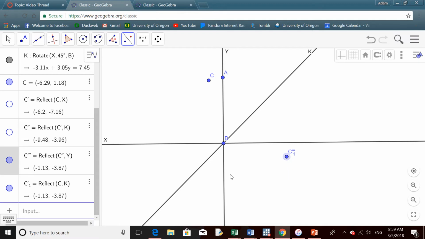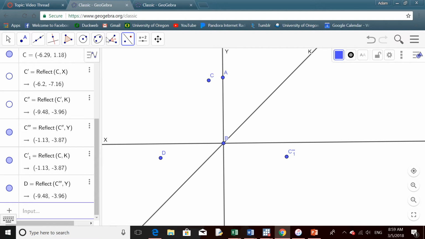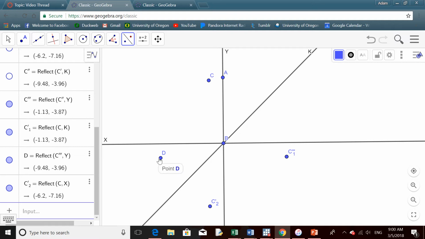And we can then take that point and reflect about the line Y. Now we have the mapping of C to D under the composition of the reflection of Y of the reflection of K. What we can do now is we know that we want a composition of the form reflection of J of the reflection of X. So we can reflect first about the line X and know that our next line that we create is going to be J, and it needs to map C'2 to D.